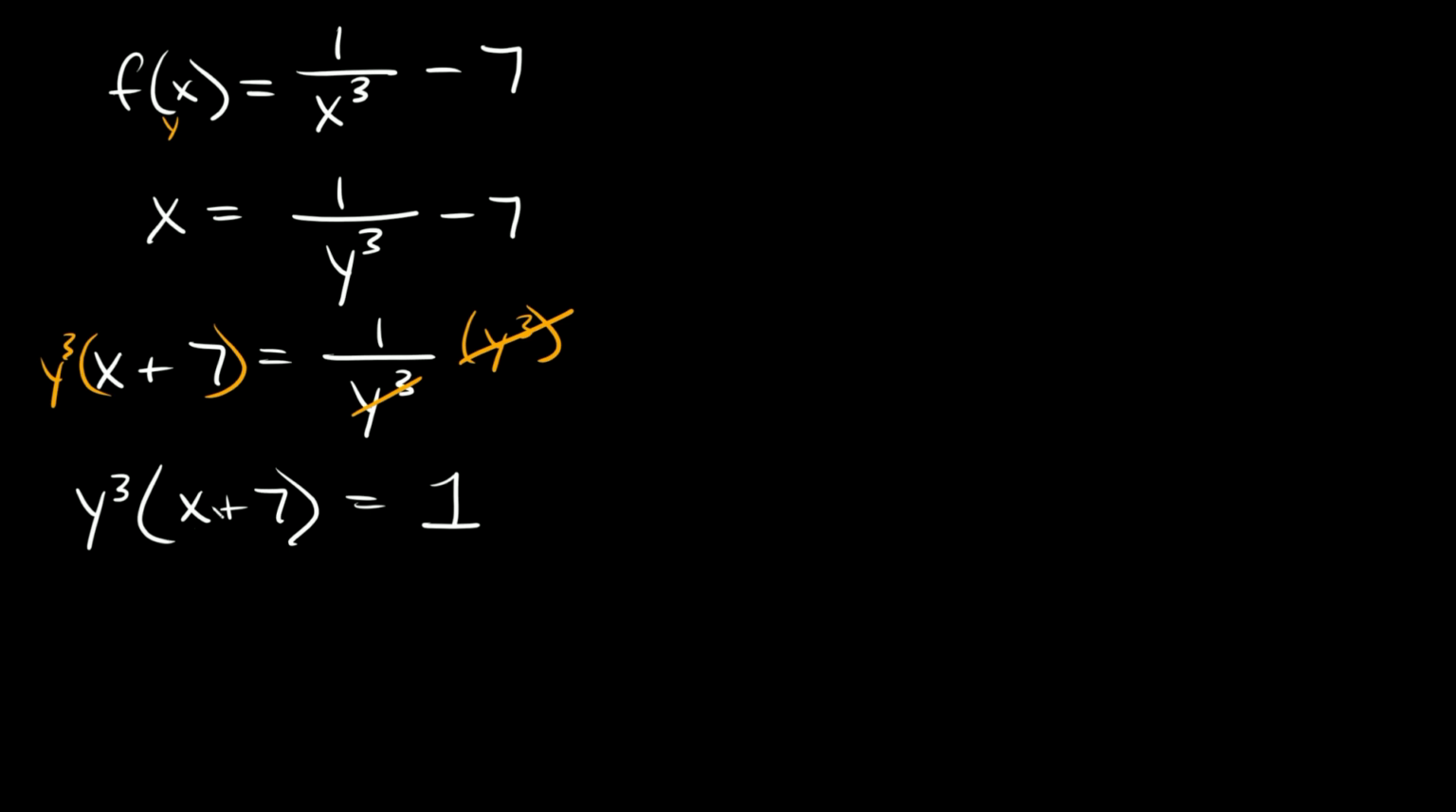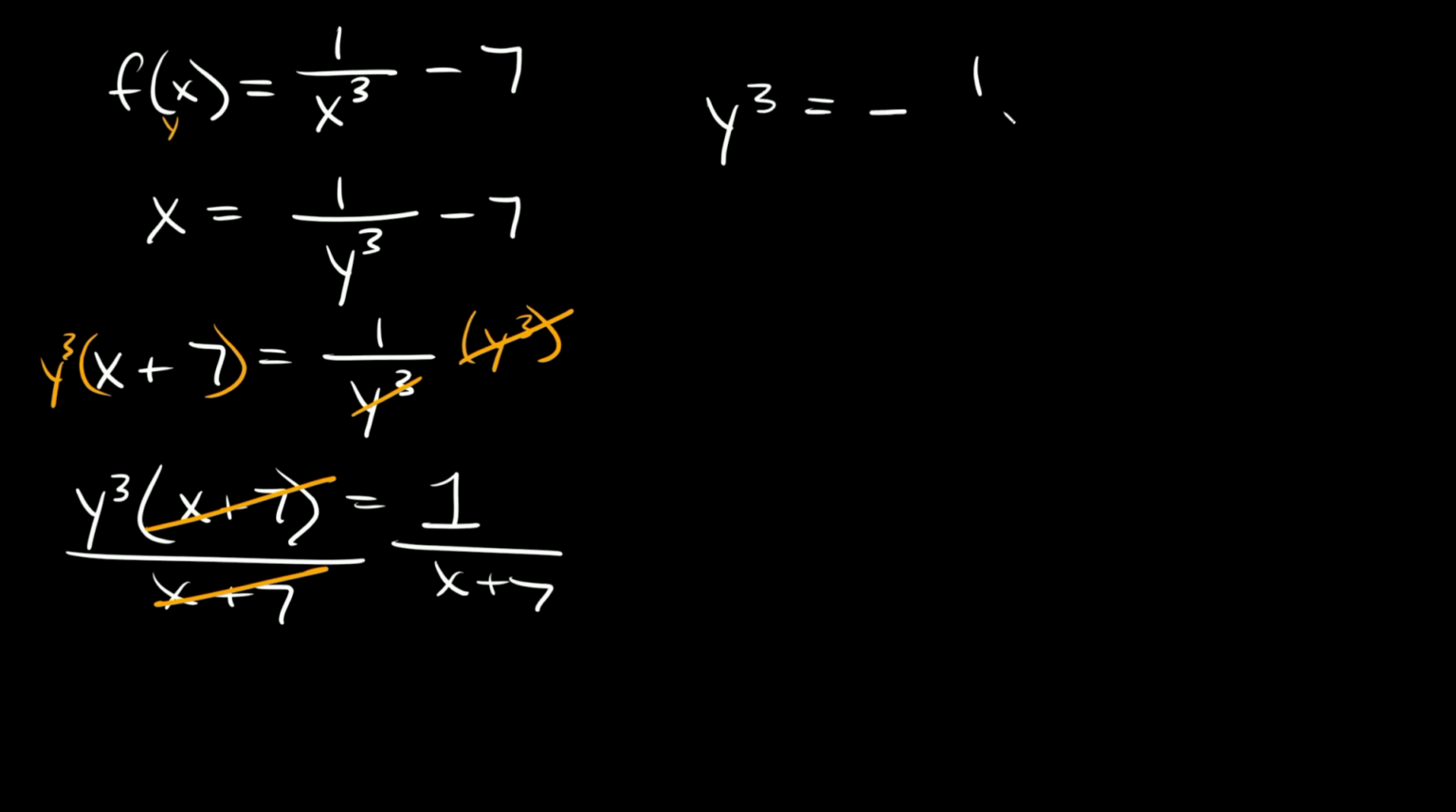Now here we can get rid of the x plus 7 by dividing both sides by x plus 7. Those cancel out. So then we're just left with y cubed is equal to 1 over x plus 7. Now the last thing we need to do is get rid of this 3, the exponent. And in order to do that, we can take the cube root of both sides, right? Or you could raise both sides to the 1/3 power, same thing. But here I'm just going to take the cube root of both sides, okay?